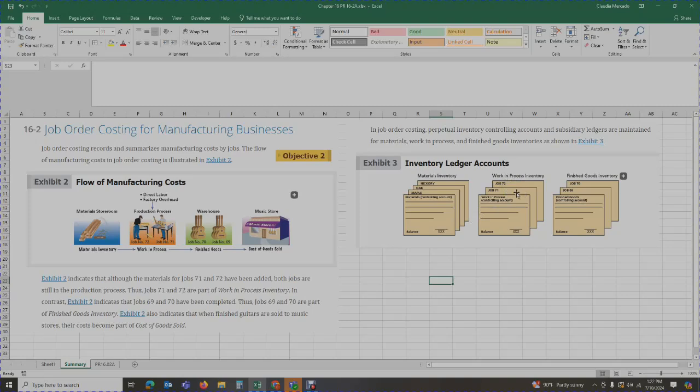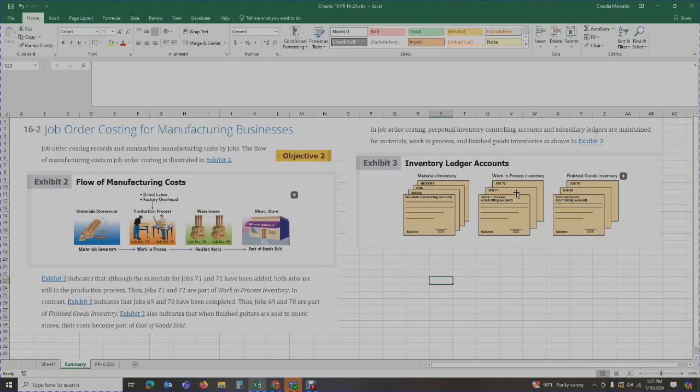Okay, what jobs are we working on, who are we making these jobs for, or what is the demand for those specific jobs. Once those guitars or products are completed in the manufacturing process, they're moved over to finished goods, where we keep track of all of the guitars that are ready to be sold. And that is where they end up.